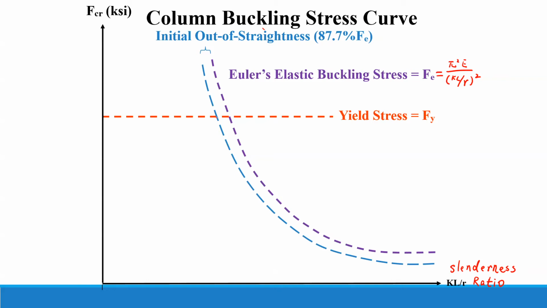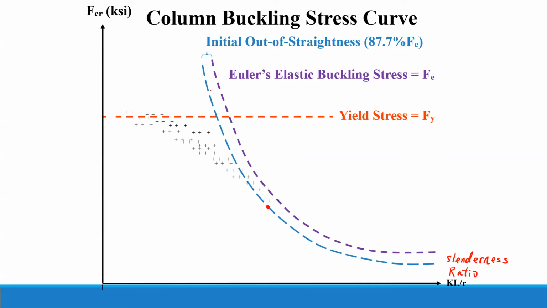Okay. However, that's just the theoretical thinking. If you perform a lot of tests, on different lengths of columns, and test them to failure, the critical stress, you will find those data dots fall in a region like this. So you will see that the actual failure critical stress is much smaller than yield stress. Why does this happen? Well, it is because of the existence of residual stress.